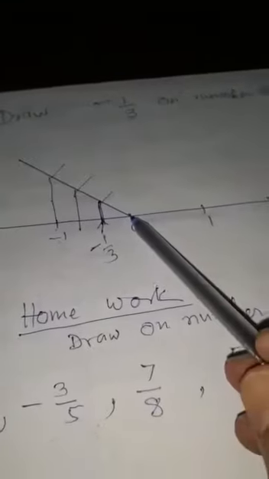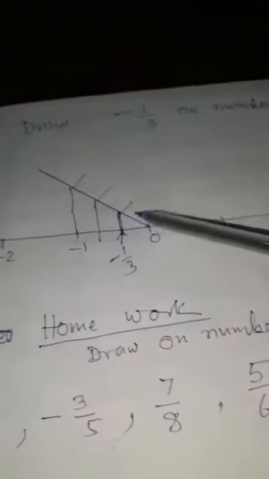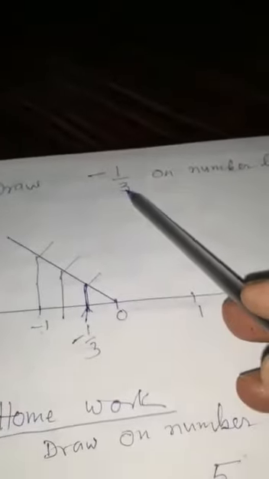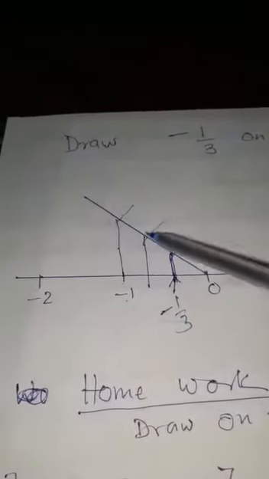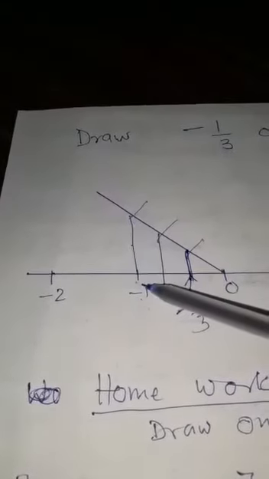Similarly in negative cases, suppose minus 1 by 3. How can you draw minus 1 by 3 on the number line? In the same process, at point 0 we draw an acute angle to the left side. Since the denominator is 3, take 3 equal parts with the help of a compass, equal distances 1, 2, 3, and join this last one to minus 1.